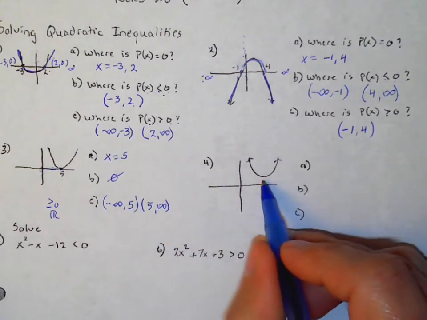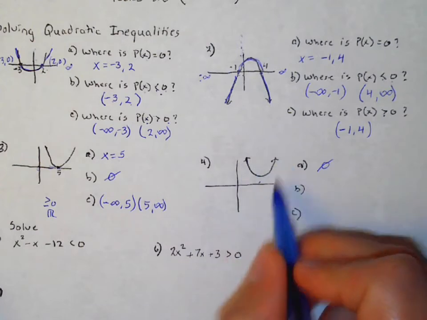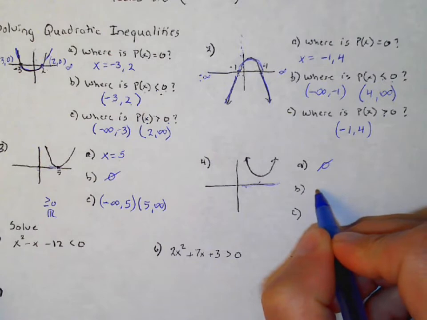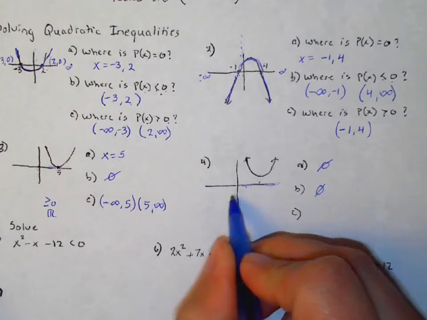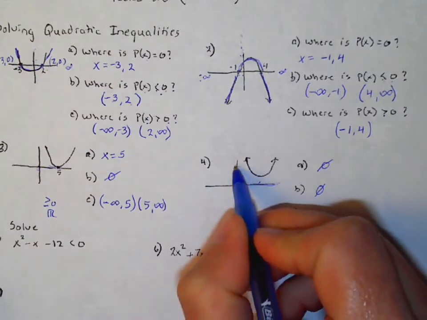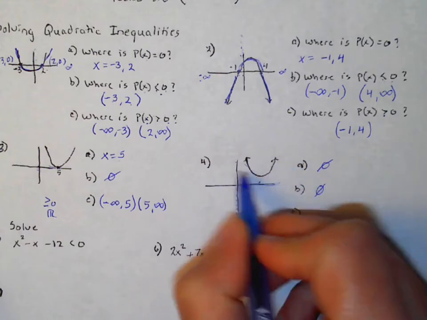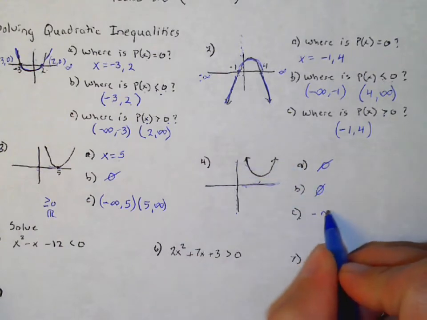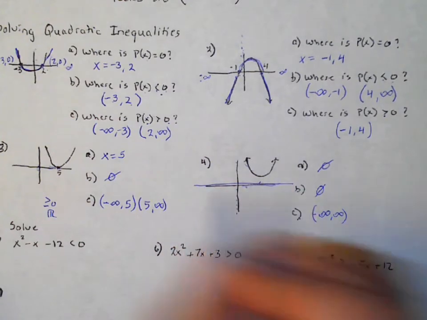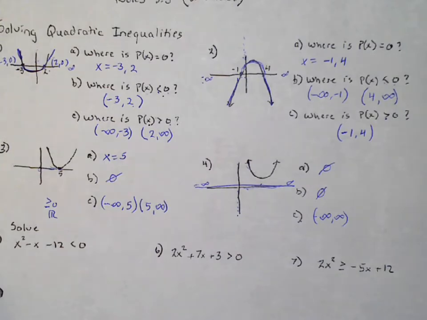Okay, this one here, where is this equal to 0? It's not equal to 0 anywhere. It doesn't come down here and hit 0. Where is it less than 0? Nope, it doesn't come down here to be less than 0. Where is it greater than 0? Everywhere it goes, it's always going to be greater than 0. So between negative infinity and positive infinity. For all these x values, from negative infinity to positive infinity, the output is always positive.